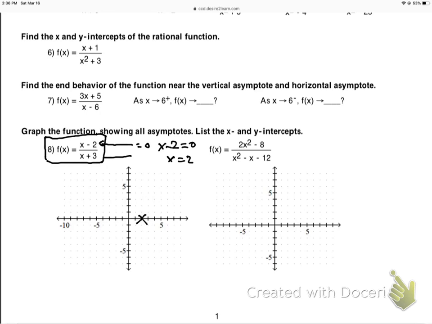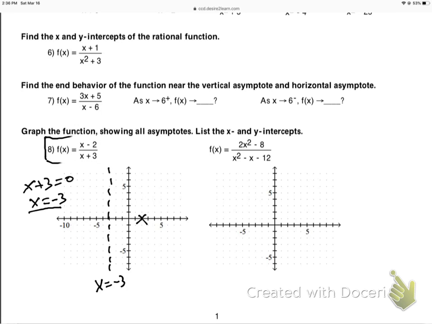If I do look at the denominator, and again set it equal to 0, then if I have x plus 3 equals 0, I take away 3 from both sides, I'll get x equals negative 3, but that is the vertical asymptote. So I'm going to do this at x equals negative 3. So be careful, don't get those mixed up. Numerator, x-intercept, denominator, vertical asymptotes. Okay, so let's just erase that and make some more room.